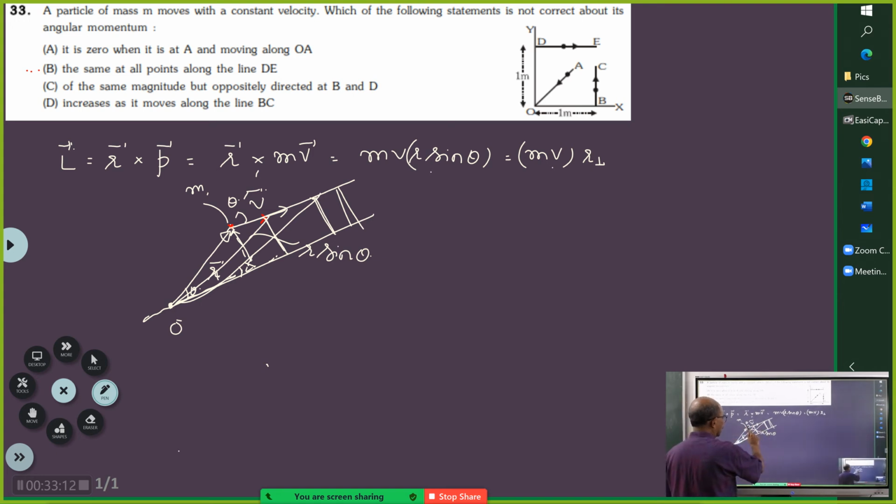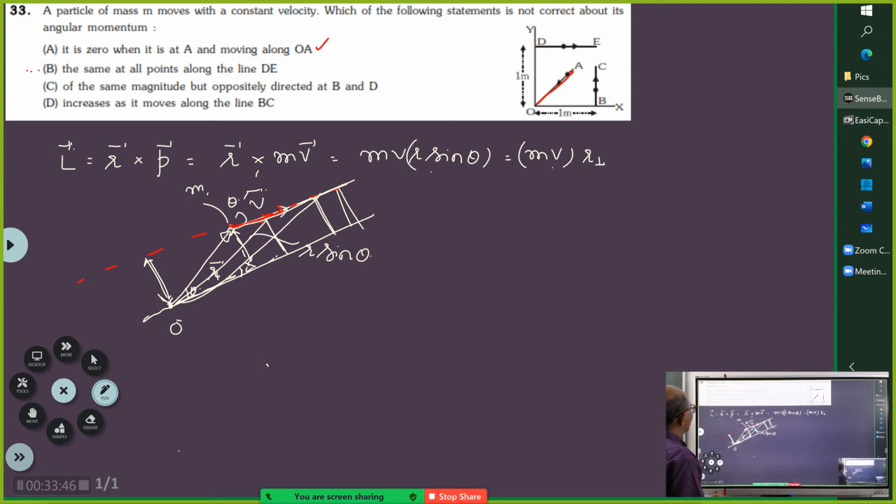See how to do this. This body is traveling like this. You just draw a line like this, and from here you take this perpendicular distance. As the body is traveling along, this perpendicular distance will not change. As far as the first condition is concerned, it is 0 when it is moving along A, because R bar cross V bar is 0, the angle between R bar and V bar vector is 0. So the first option is correct.